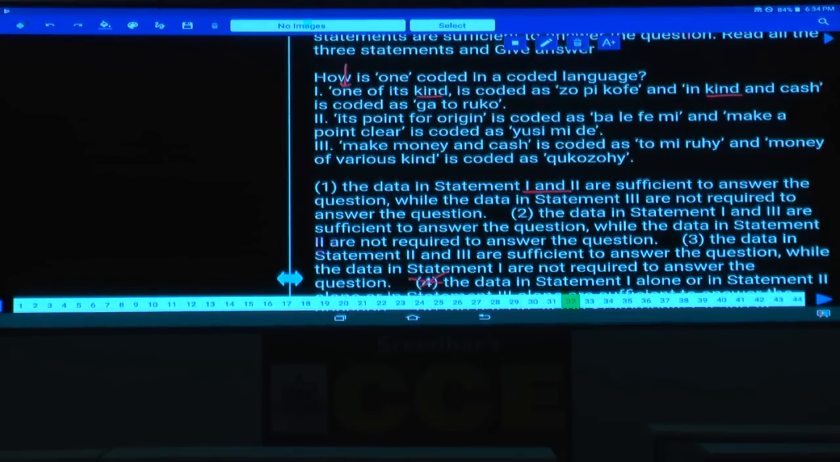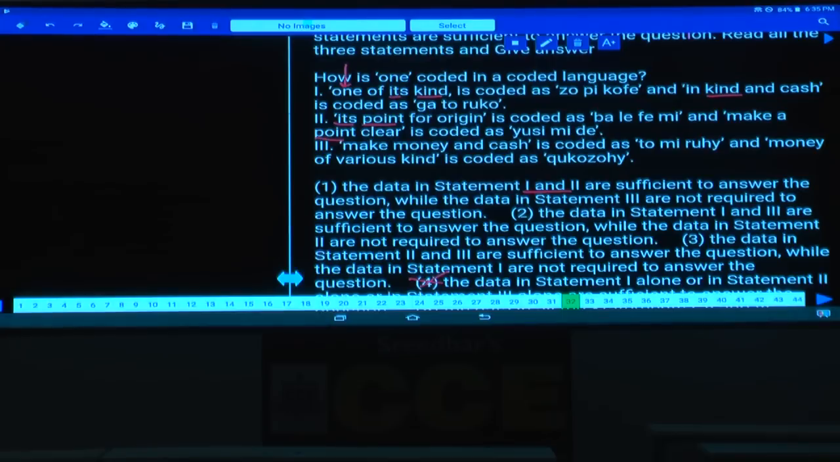Then coming to this one. In condition number 2, if you check here, it's point for origin and make a point. What is the word which is common here? Point is the word which is common. As point is common and it's point for origin, it is common between these two, hence I could find out the code for it as well. By combining 1 and 2, I could find out the code for it and kind, but 1 and off are left over. Hence, as of now, I cannot find out the code. 1 and 2 is ruled out.